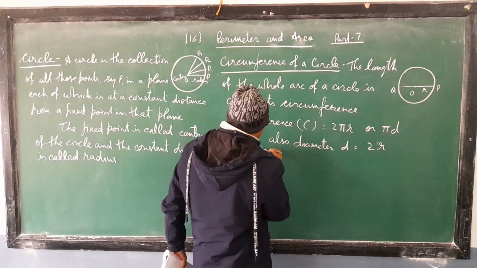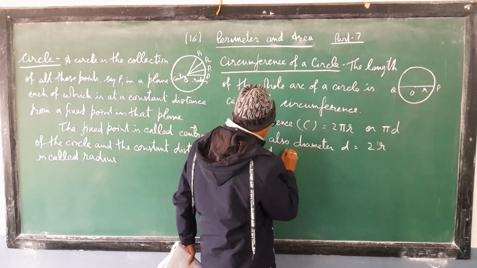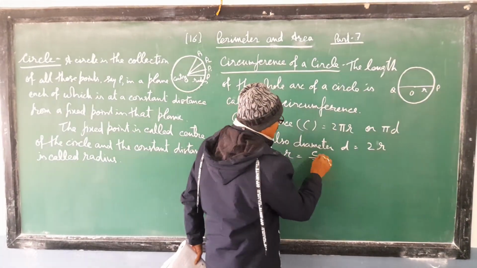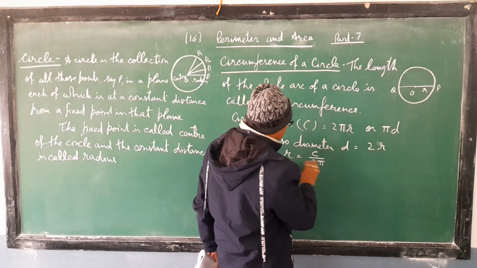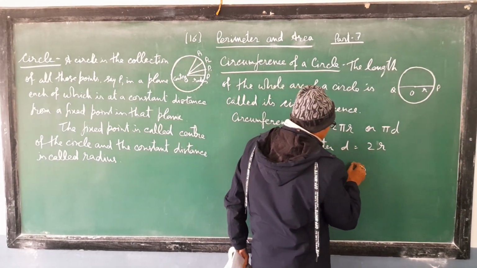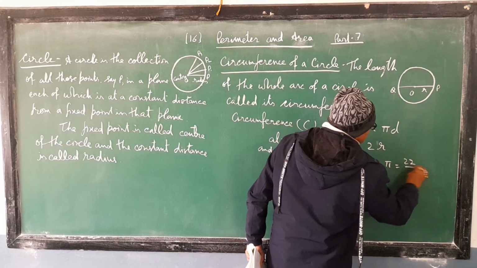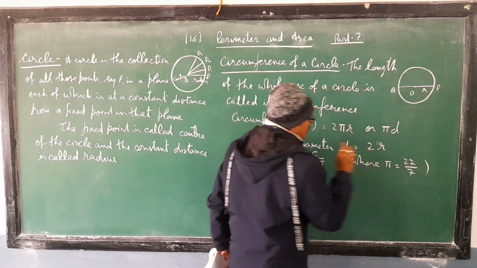And if you want to find the radius, r is equal to C upon 2 pi. Circumference divided by 2 pi, then you will get the radius. The value of pi is 22 by 7. This is the value of pi.